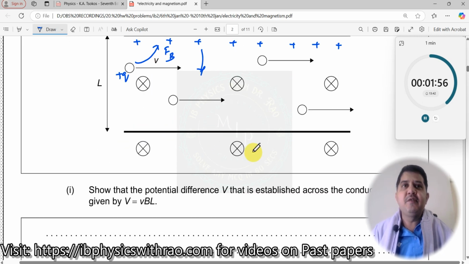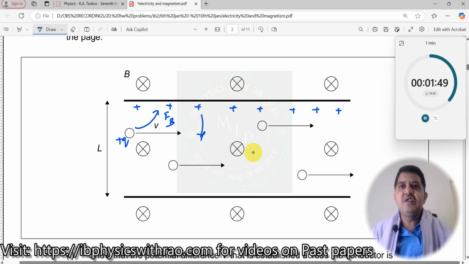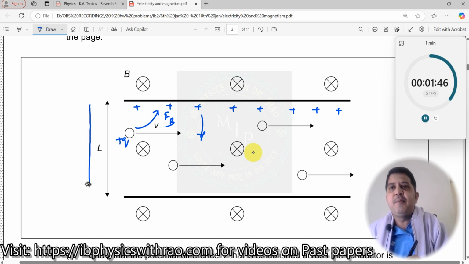We need not read the full question. Show that the potential difference established across the conductor is given by capital V equal to VBL. Okay, potential difference. Now, when you say there is a potential difference, what do you mean by that? There should be an electric field.